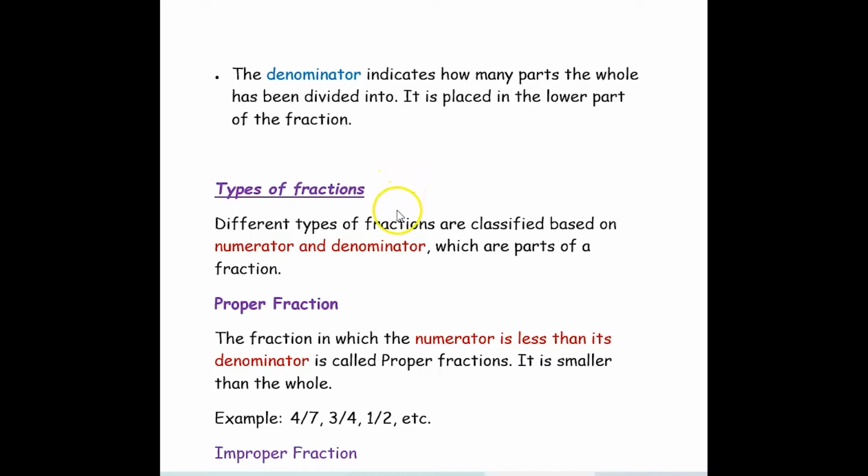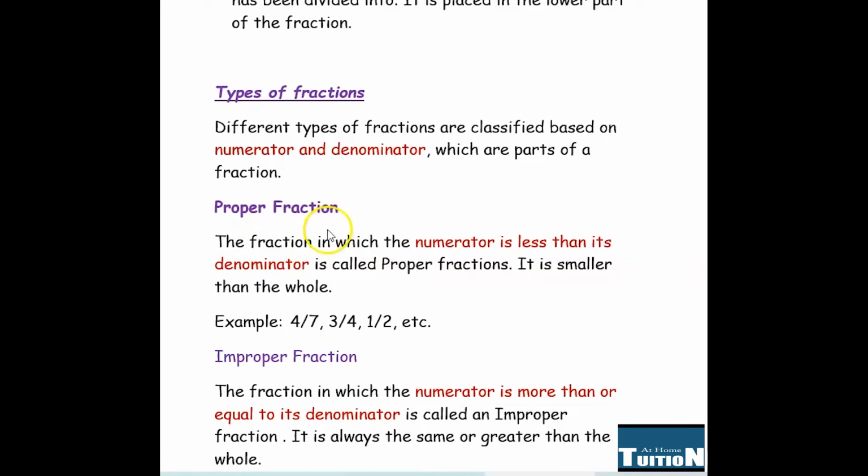Now we'll see the types of fractions. Types of fractions are classified based on the values in the numerator and the denominator, which are the parts of a fraction. The first type is the proper fraction. The fraction in which the numerator is less than its denominator is called a proper fraction. So it's smaller than a whole. You will get a value smaller than a whole. The whole will be full and part of it will be shaded. So the numerator will always be less than the denominator.